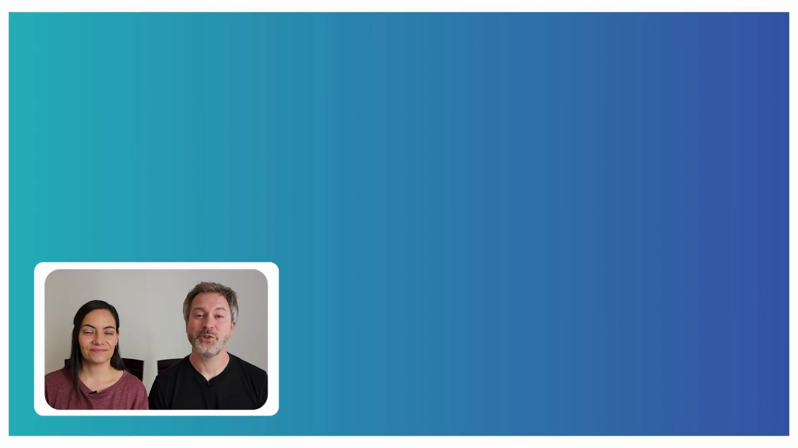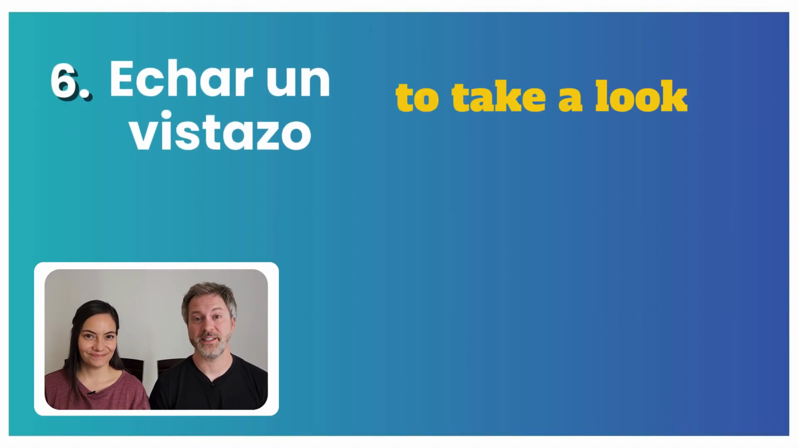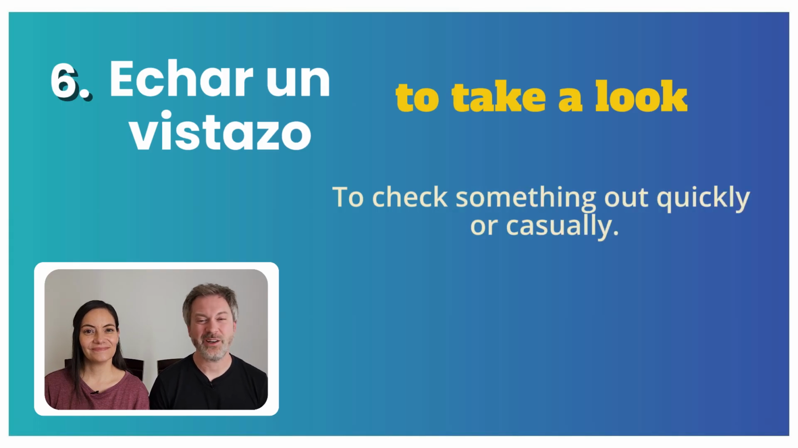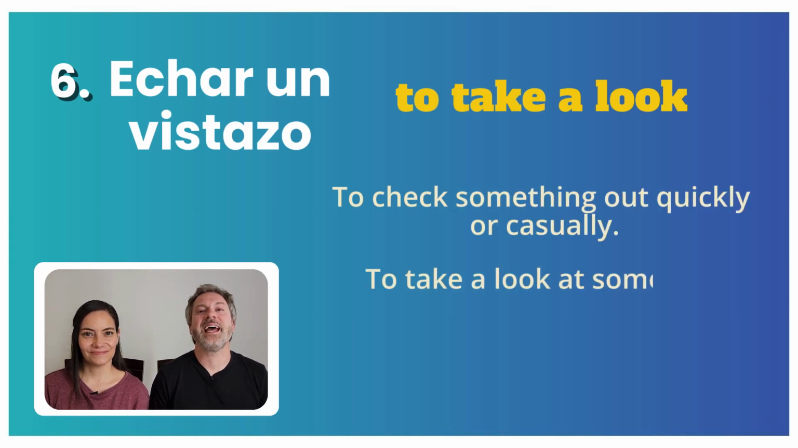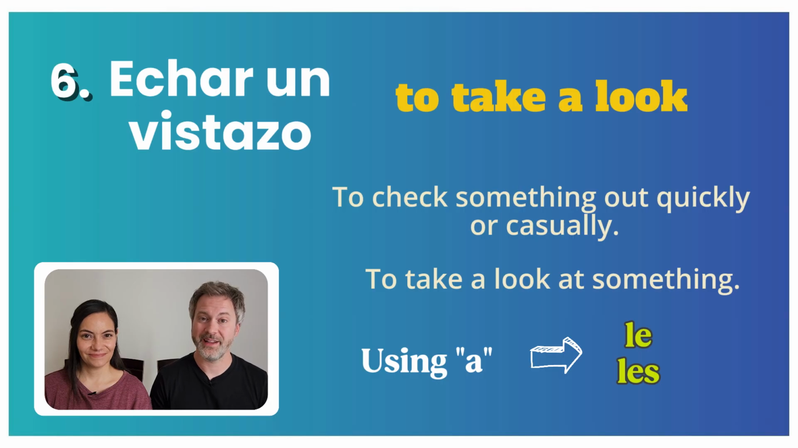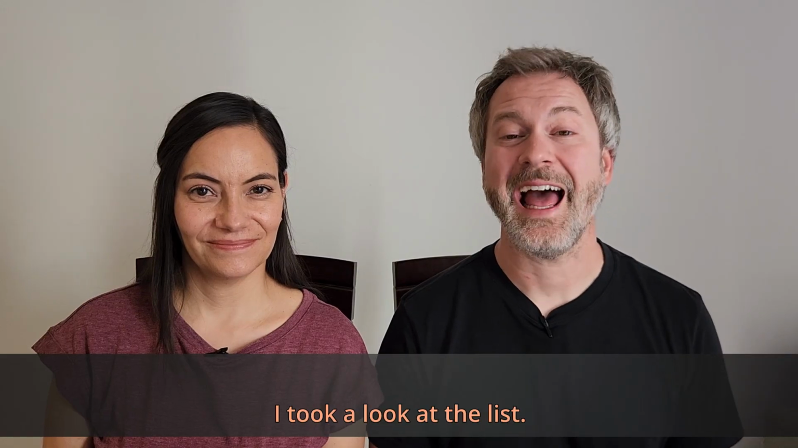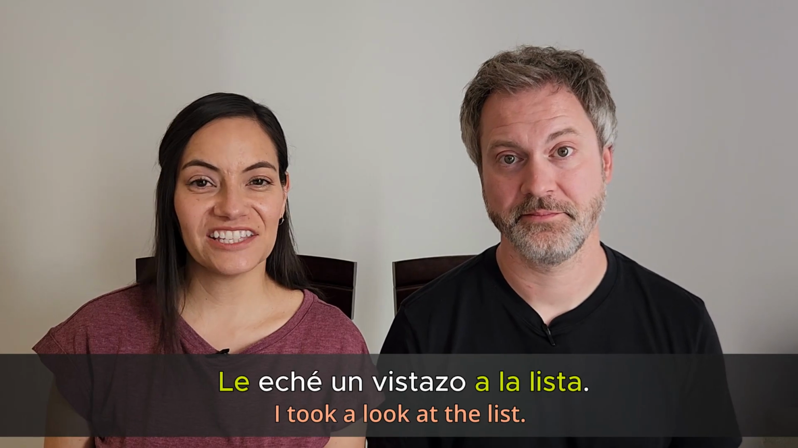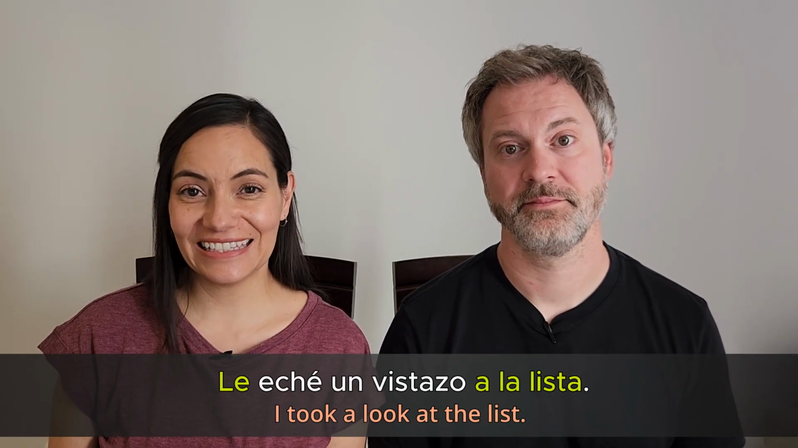Okay, our next usage is echar un vistazo. We use this when we want to check something out quickly or casually. It's like to take a look at something. And just like in our example of adding an ingredient or pouring something, when we take a look at something using the preposition a, we need to make sure we're using an indirect object pronoun, either le or les. So, for example, I took a look at the list. Le eché un vistazo a la lista.